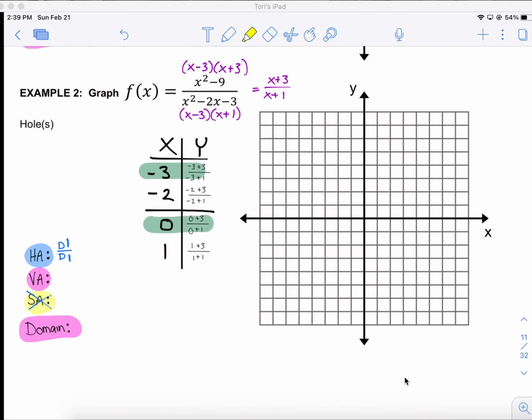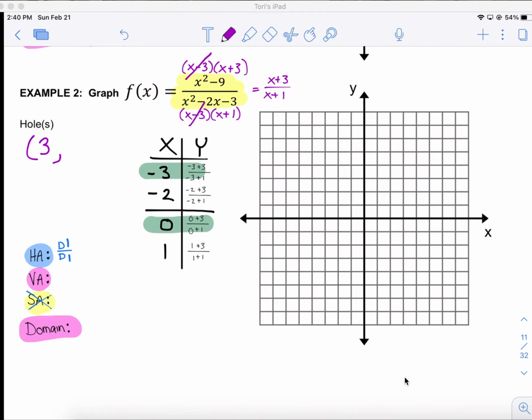So if I worry about only the original equation, I factored it out. The top is the difference of squares, x minus 3 and x plus 3. The bottom factors into x minus 3 and x plus 1, which means this factor, x minus 3, eliminates off the top and bottom. That leaves me with x plus 3 over x plus 1. We do have a hole because we canceled something. That hole is at a positive 3 for the x, okay?